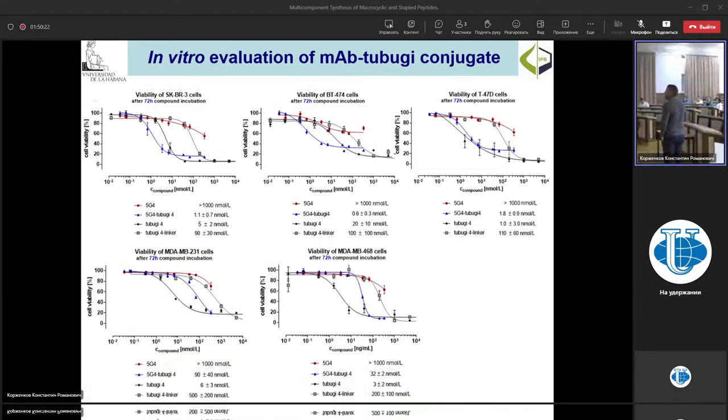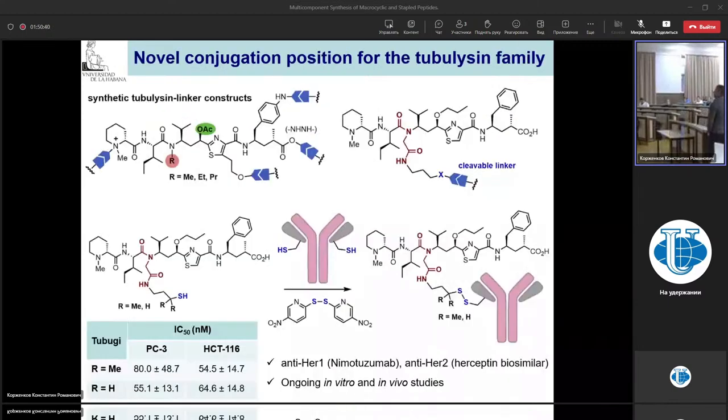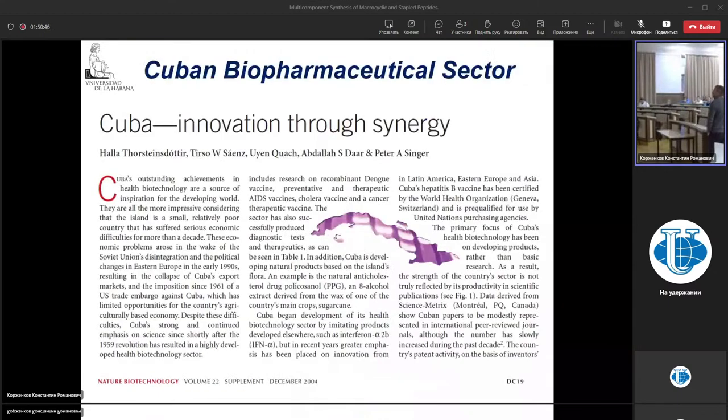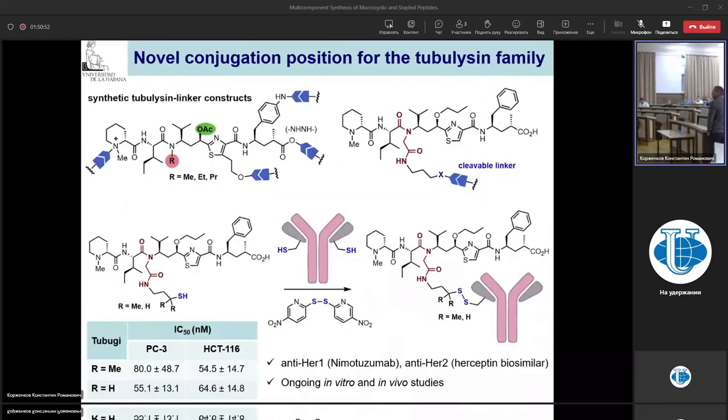selectivity. And I want to highlight this article in Nature Biotechnology because we use antibodies produced in Cuba. Cuba has the only factory in Latin America that is capable of producing monoclonal antibodies for a variety of cancers, for a variety of immunotherapeutic applications. This was highlighted in this Nature Biotechnology article talking about how good the biotech sector in Cuba is. I was very impressed when I read about this. But our part is more the chemistry, how we produce the cytotoxic compounds.